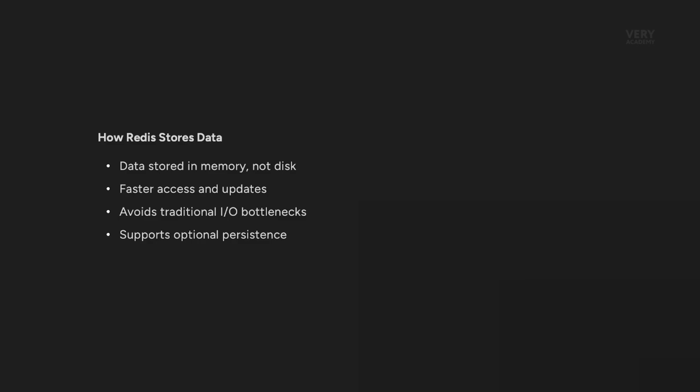Now Redis stores all data in memory, which means it can access and modify information much faster than systems that rely on disk storage. So by skipping the slow read and write process to disk, Redis avoids common performance bottlenecks. Even though it's memory first, Redis can still be configured to save a snapshot of data to disk when needed.